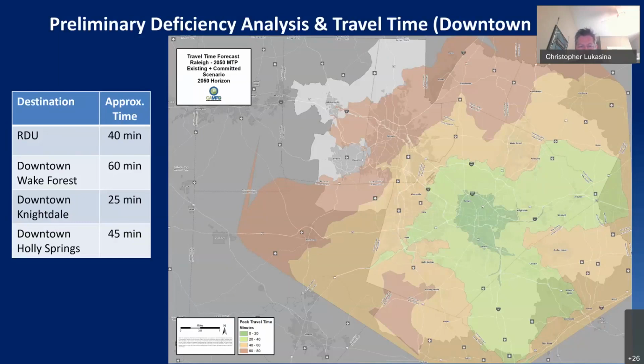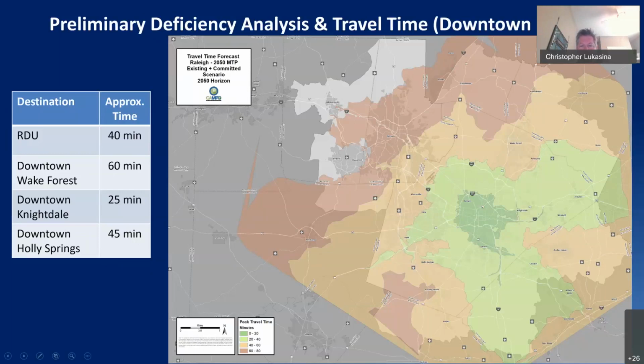And we use isochrone maps to do that, and the two points of origin that we're showing you right now, this one is showing you downtown Raleigh. I think we also have RDU Airport, and these are for peak hours, so for rush hour time, right? You can see how long it's taking folks to get to different places from those points. On the left-hand side, you can see some approximate travel times. To get to RDU from downtown Raleigh, about 40 minutes, to downtown Wake Forest, about an hour, and so on.